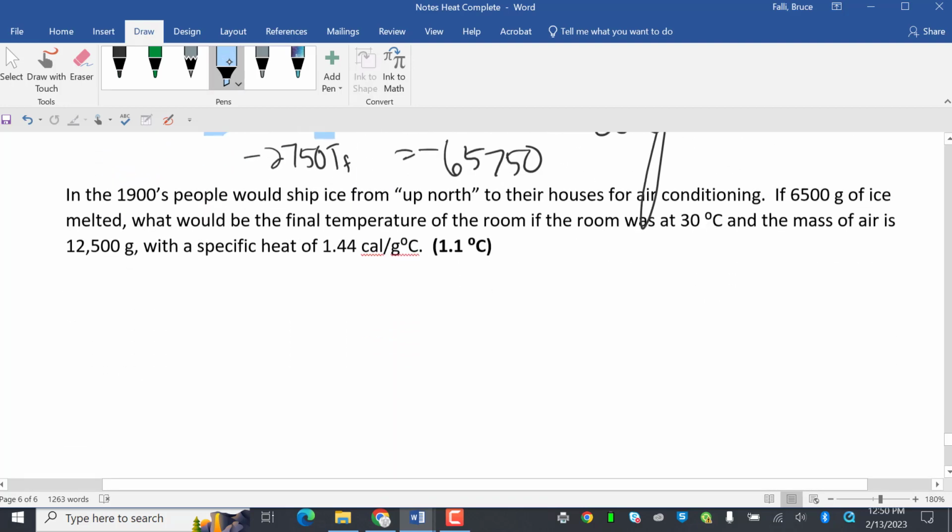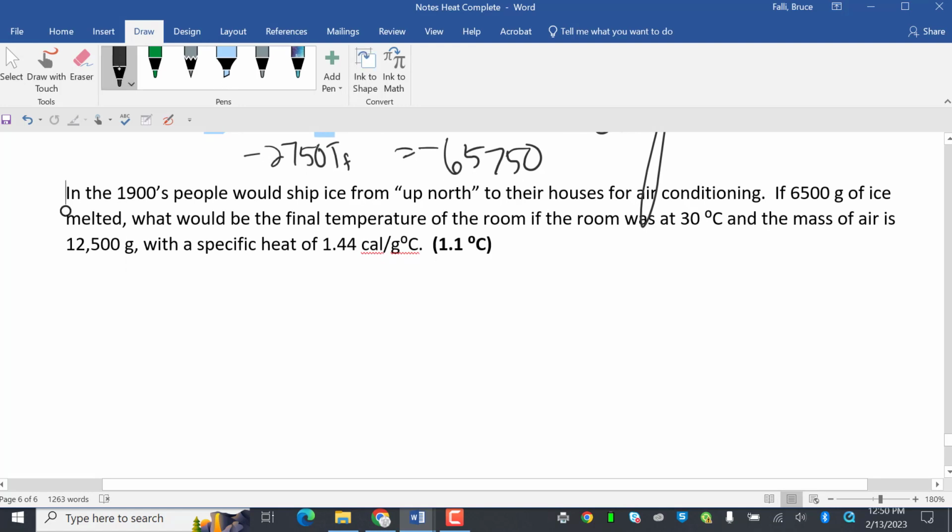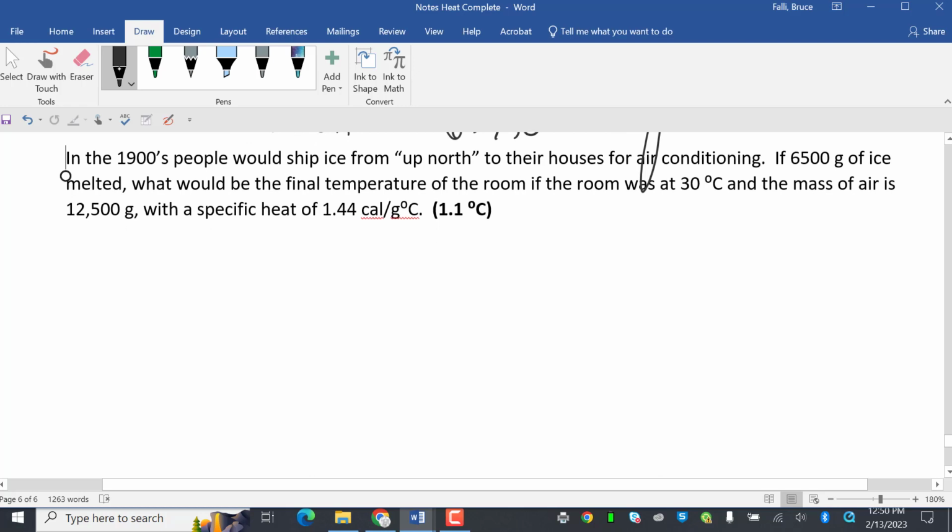All right, let's do another one. In the 1900s, this is for real, people would ship ice from up north to their houses for air conditioning. If 6,500 grams of ice melted, what would be the final temperature of the room if the room was at 30 when it started, right? And the mass of air is 12,500, the specific heat of blah, blah, blah. Okay, so this is talking about the instant that 6,500 grams of ice melted.